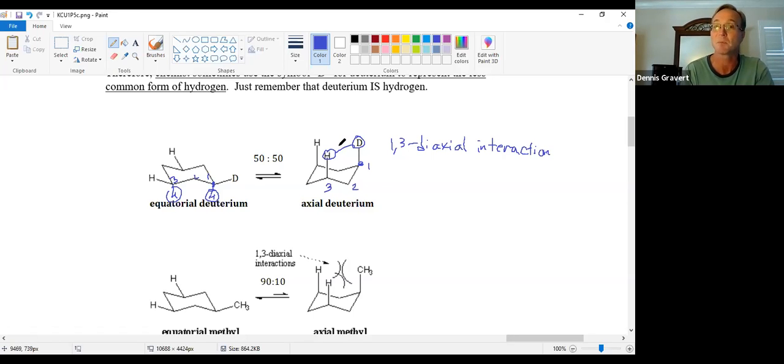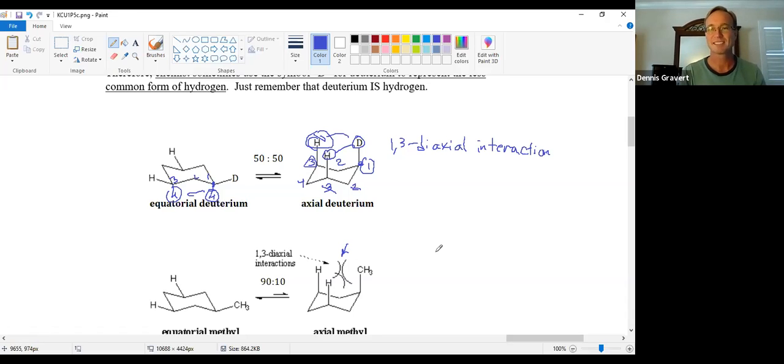You're going to get the same amount of repulsion in this chair as in this chair. You also get this hydrogen interacting. Well, why do we have to go clockwise around the ring when we're numbering? This molecule is symmetrical. Yeah, you could have chosen to go 1, 2, 3 around the ring this way. And now we still have 1,3-diaxial interactions, but it's between these two hydrogens. Deuterium is still hydrogen, just a special form.